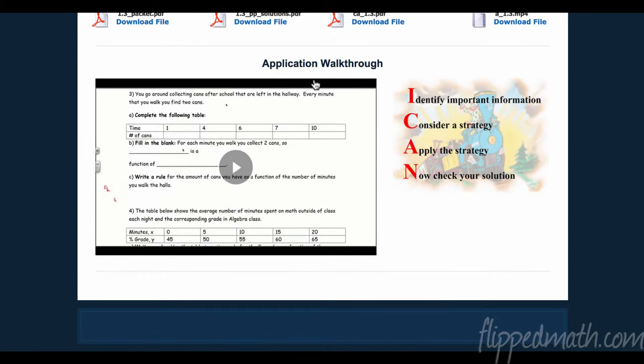And last thing I want to point out is at the bottom here is this application walkthrough. The application walkthrough helps you figure out all those tough questions. All right, I know, for example, that a lot of you are going to get this one wrong on the packet. Number 3 and number 4, you're going to miss it. So you should come over here, listen to what I have to say about this problem before you get too frustrated, all right? So that's just a little bit more about all this stuff. Hopefully now it'll help you a little bit better when you do these packets.